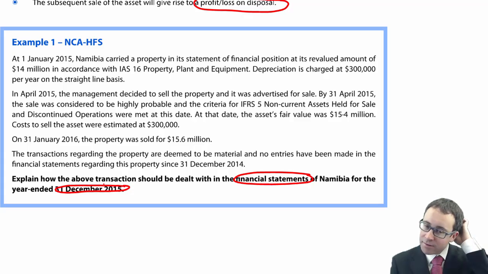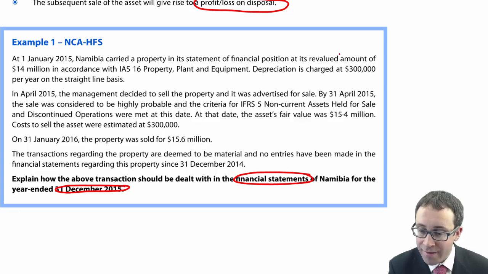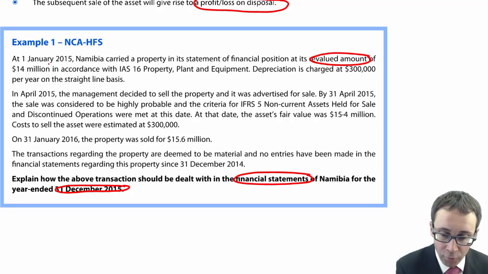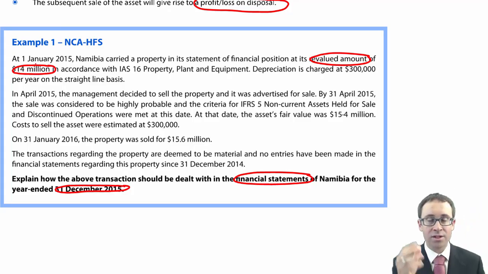It says at the 1st of January 2015, Namibia carried a property in its statement of financial position at its revalued amount. So we must adopt the revaluation model on this item of PPE. And it was there currently at 14 million? That's the start of this accounting year.